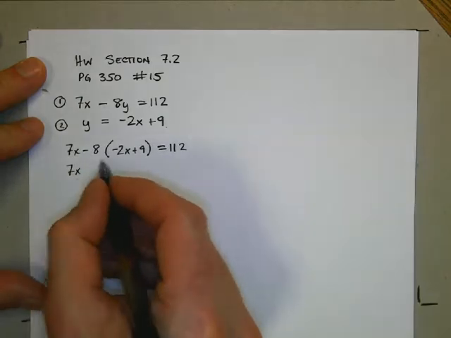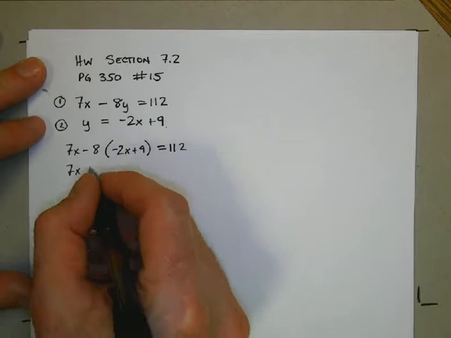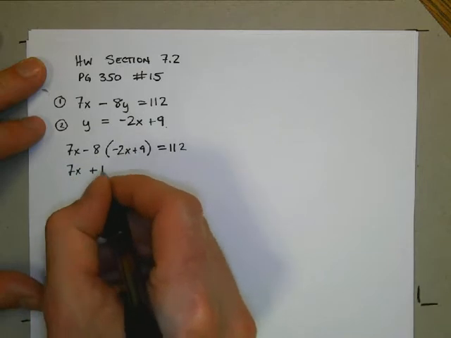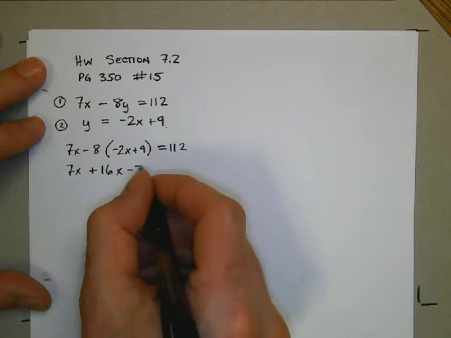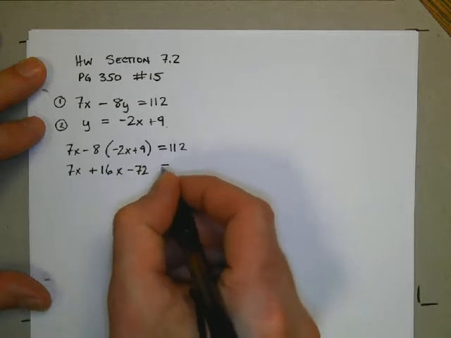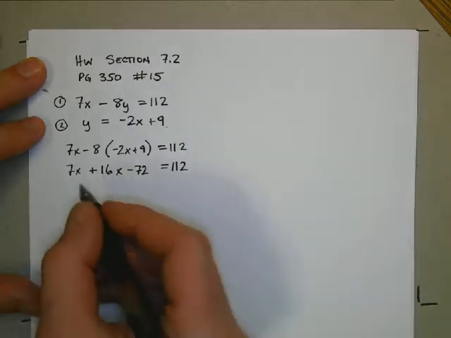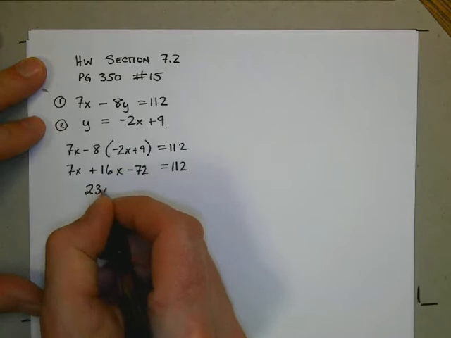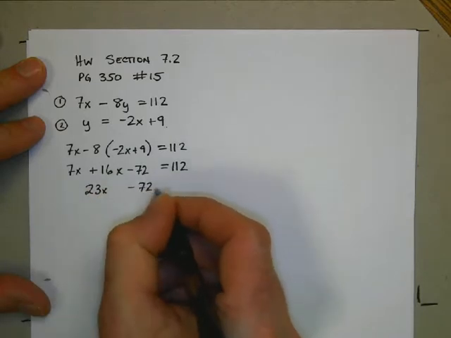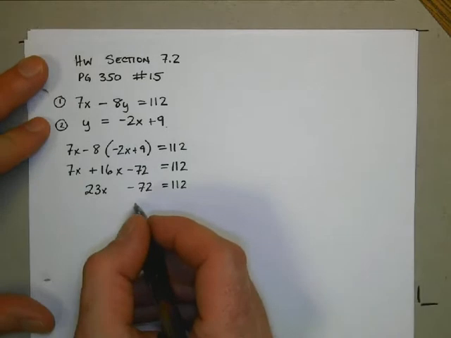Now we have to distribute the negative 8 times negative 2x and the negative 8 times the positive 9. 8 times 2 is 16, and it'll be a positive because there's two negatives. And negative 8 times positive 9 is negative 72. Be careful of the negative there. That equals 112. We combine our x's, 7x and 16x, and get 23x. We subtract the 72, and that equals 112.